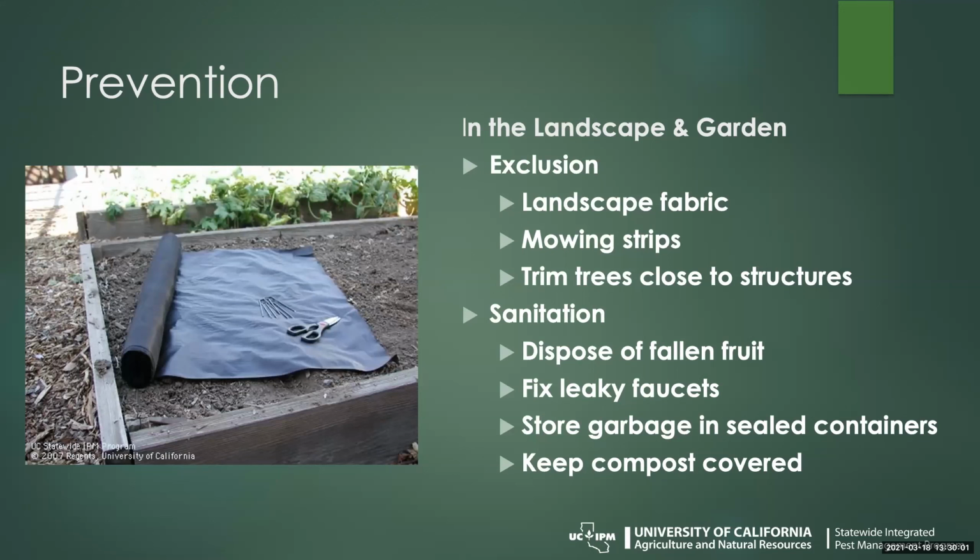Lots of people exclude flying insects by covering their plants with a kind of cloth or a mesh, or putting them in a greenhouse. Many examples. Also outside is sanitation. So disposing of fallen fruit that may be attracting pests, fixing leaky faucets that may have extra water for pests to either drink or for weeds to grow, and sealing up garbage, which might attract vertebrate pests or flies. Compost, same thing. So again, many things that can be done.